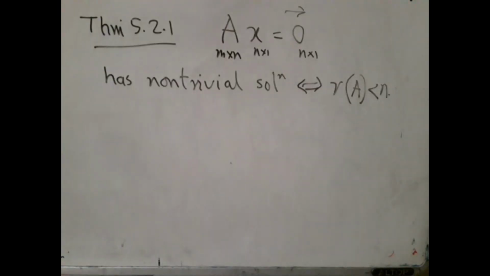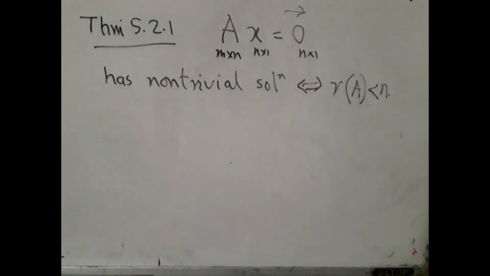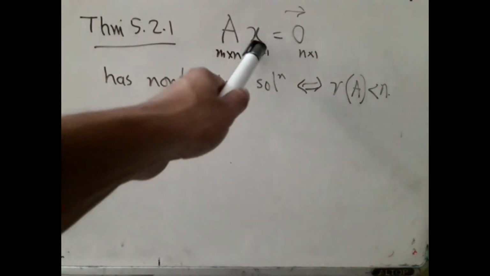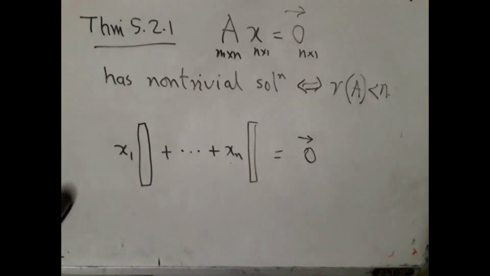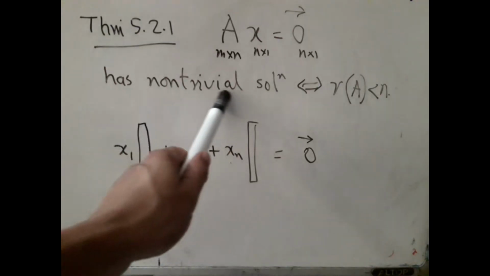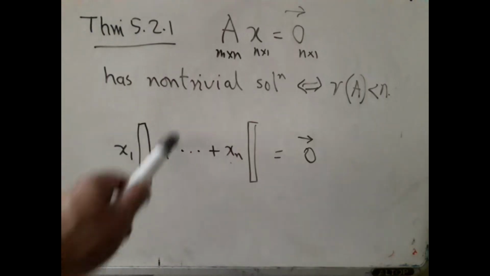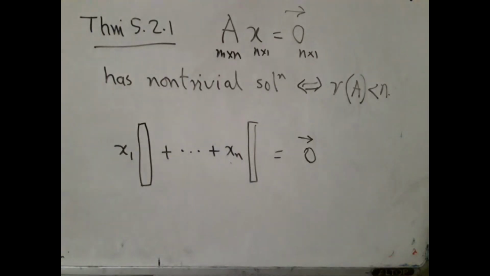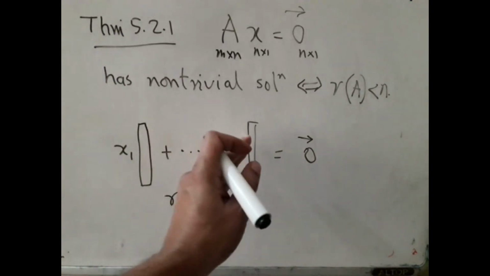Theorem 5.2.1 says that a homogeneous system of equations, which has n columns, that is n unknowns, has a non-trivial solution if and only if the rank of the matrix A is strictly less than its number of columns. The proof is pretty straightforward, because if you remember that this simply says 0 can be written as a linear combination of the columns of A, and at least one xi is non-zero here because we are working with a non-trivial solution, then from the very definition of linear independence we can say that these columns must not be linearly independent. That is, the rank of A must be less than the number of columns that we have, and that is n.